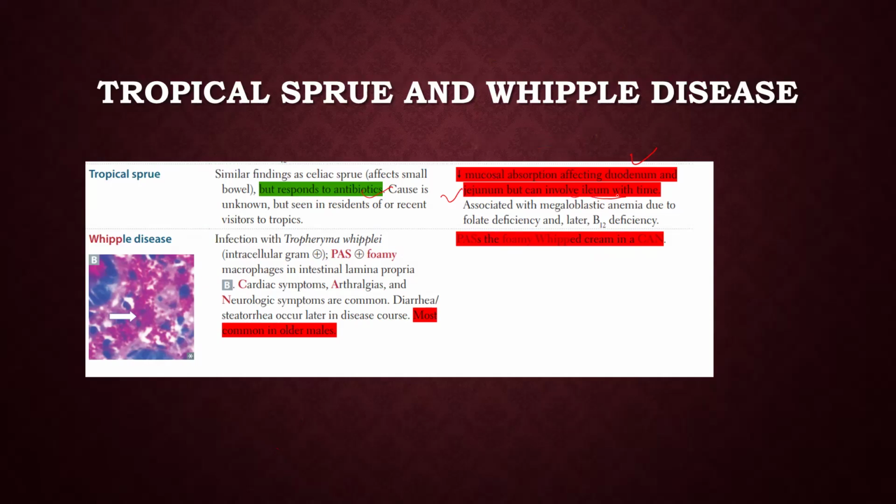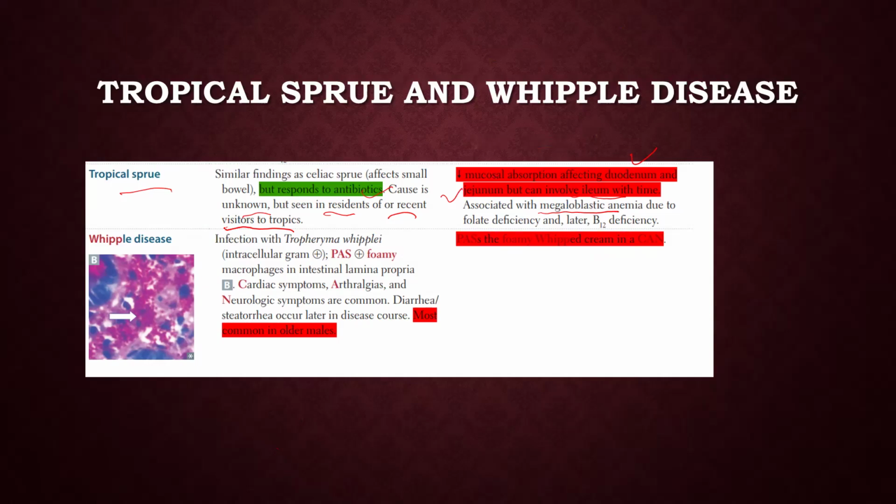It is associated with megaloblastic anemia because the jejunum is the site for absorption of folate, and the ileum is the site for absorption of vitamin B12. If these are damaged, it will lead to deficiency of vitamin B9 and B12, and manifest as megaloblastic anemia. The cause of tropical sprue is unknown; it is seen in residents or recent visitors to tropical areas.